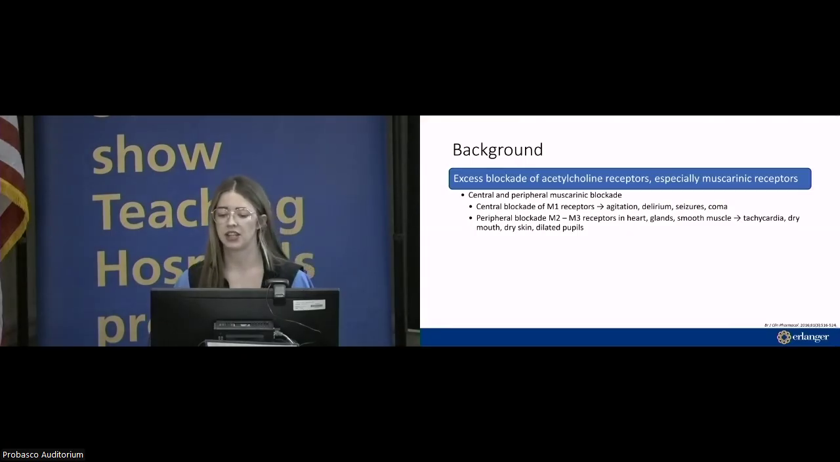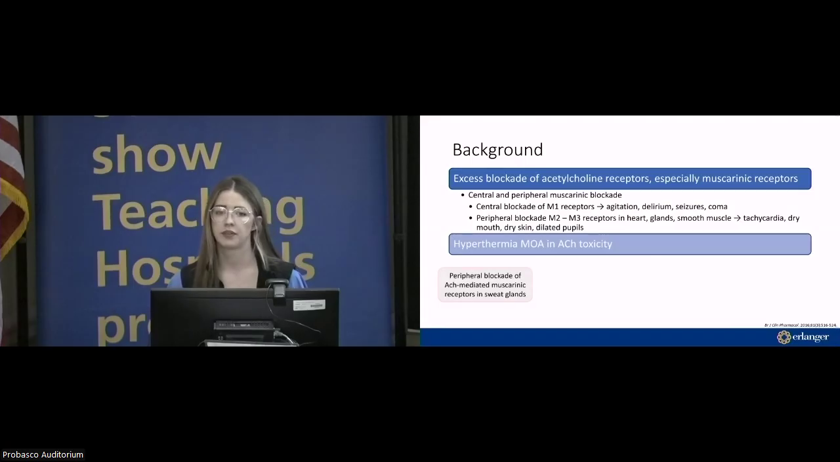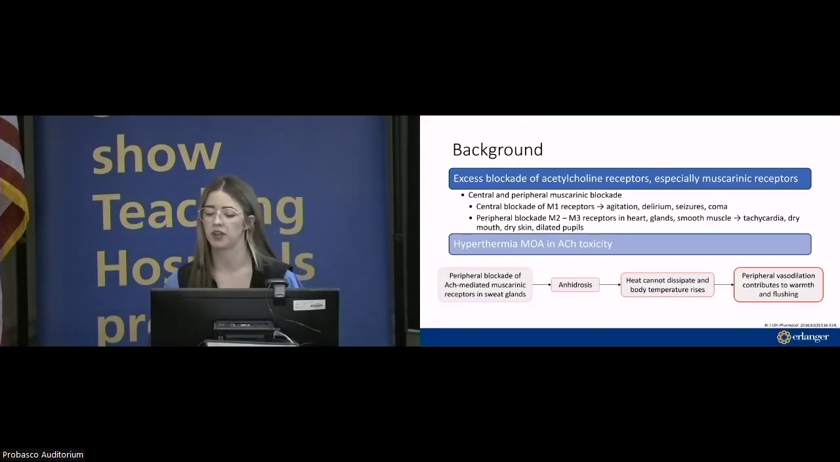The mechanism that drives hyperthermia in these patients is slightly different from other syndromes. Peripheral muscarinic blockade at the sweat glands causes anhidrosis, so the patient cannot dissipate heat. That, in combination with peripheral vasodilation causing warm, flushed skin, leads to an elevated body temperature.